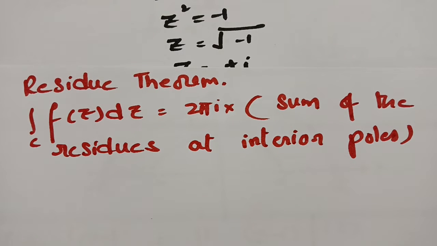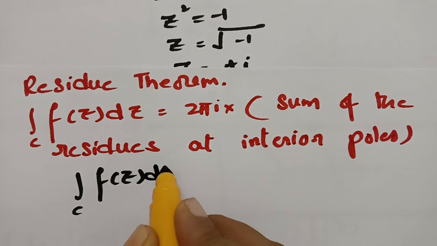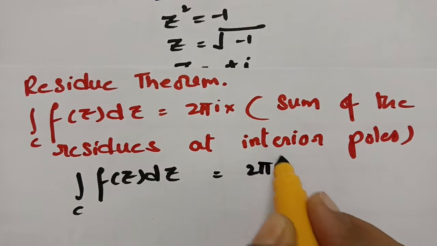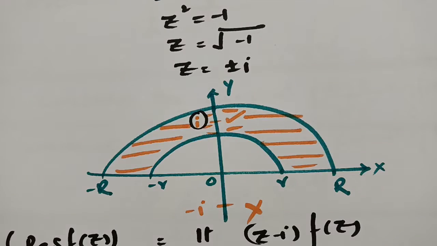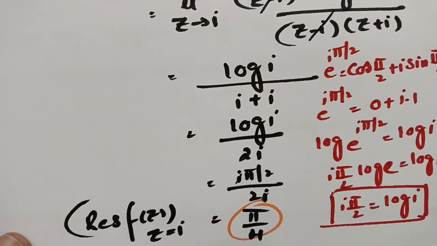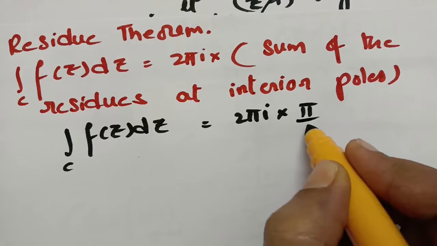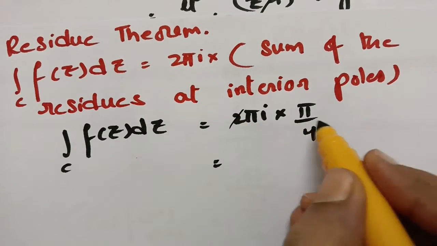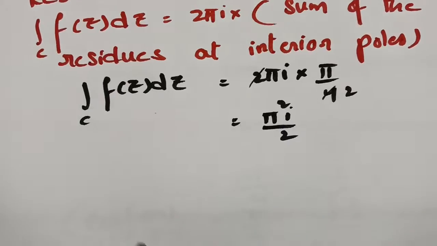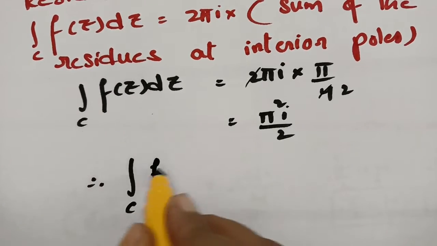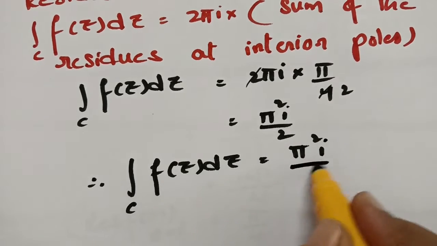So integral C f of z dz is equal to 2 pi i into, what is our interior pole here? The residue value here is pi by 4. If I substitute the same, this will be pi by 4. If I cancel this two times, this will be pi squared i by 2. Therefore, integral C f of z dz value we got as pi squared i by 2.